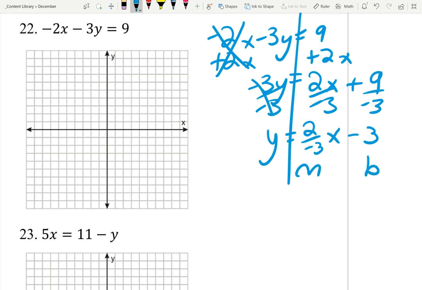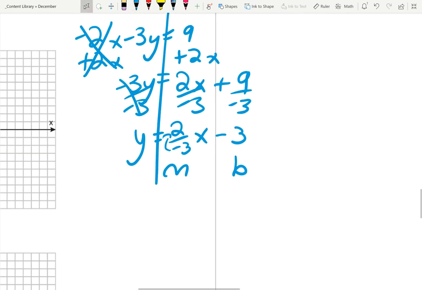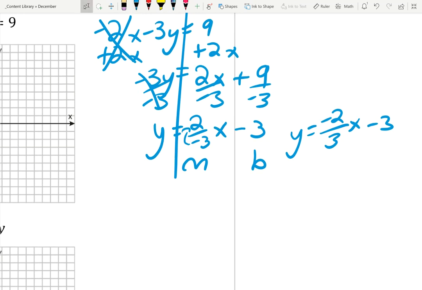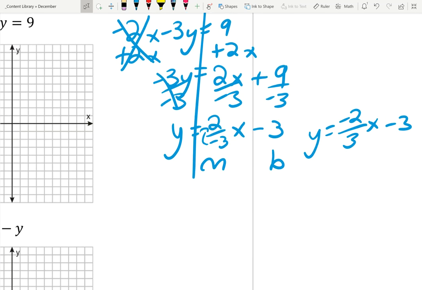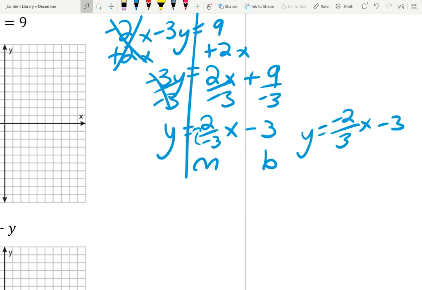Now, there's a couple ways you can do this. I normally like to just move the negative to the top rather than having it at the bottom. So this is really the same thing as y equals negative 2 over 3x minus 3. I like to do that for a particular reason. I like to go down instead of having to go up and left. I'll go down and right. It doesn't really matter, but let's hope that you can still graph this properly.